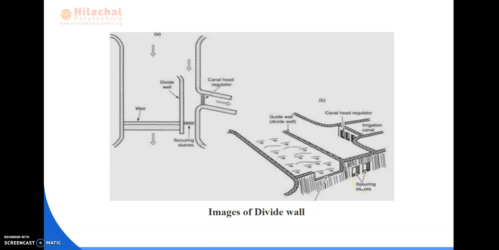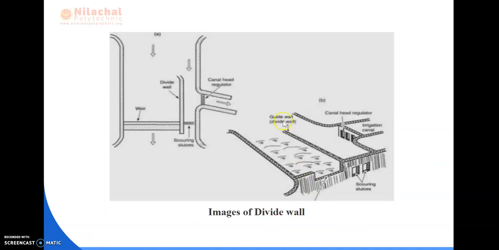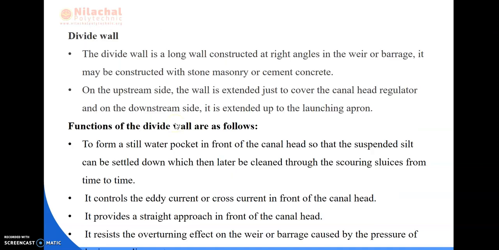Okay. So here you have seen the picture of the divide wall. You can see this is the long wall that has been constructed at right angles to the weir or the barrage, and it may be constructed with stone masonry or cement concrete. On the upstream side, the wall is extended just to cover the canal head regulator, and on the downstream side, it is extended up to the launching apron.